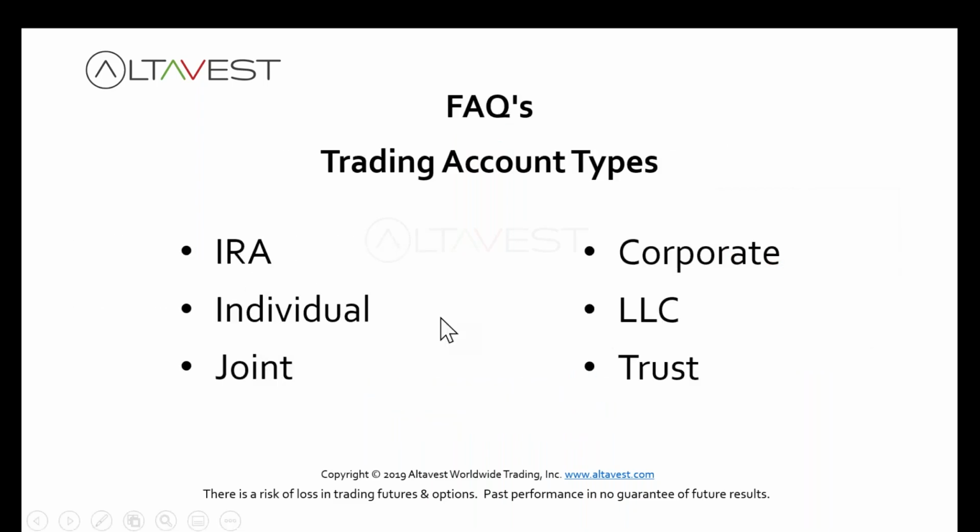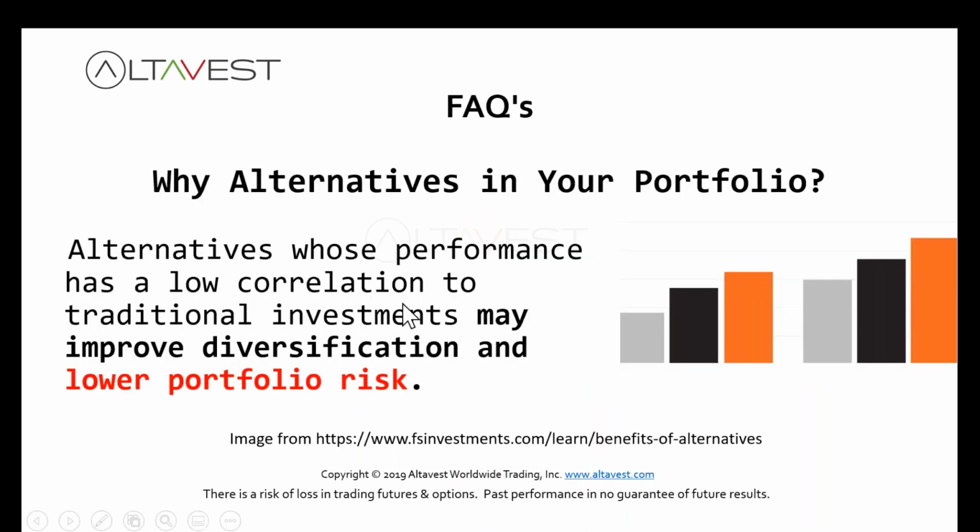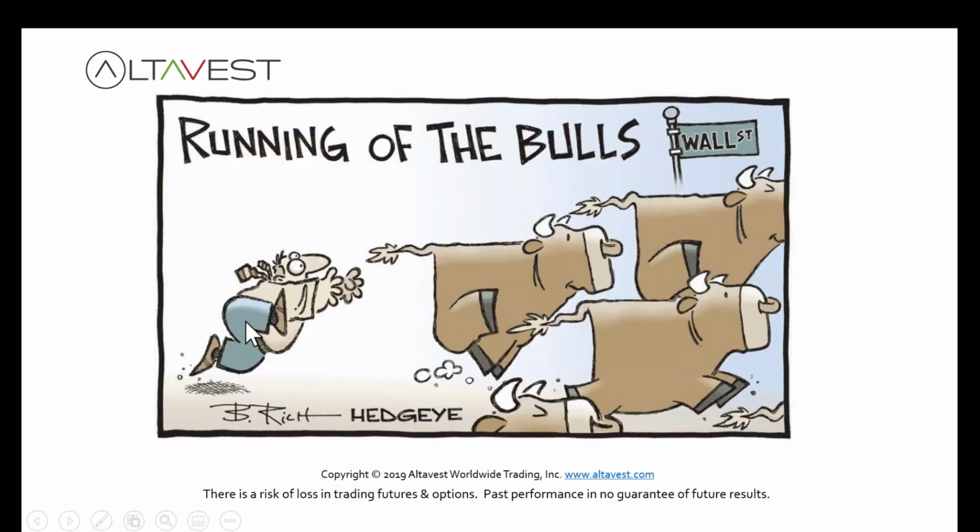An IRA, individual, joint, corporate, LLC, trust, you name it, you can do all those. And alternatives may improve diversification and lower portfolio risk. And once again, this is the alternative asset class that we're talking about. This is kind of fun. The running of the bulls, this guy's chasing the bulls.